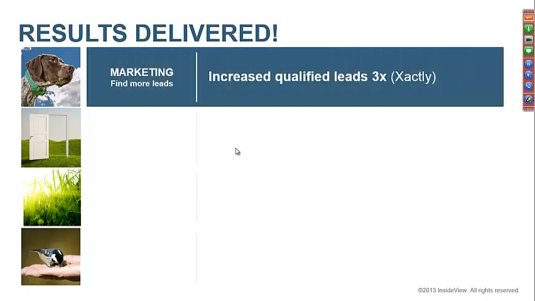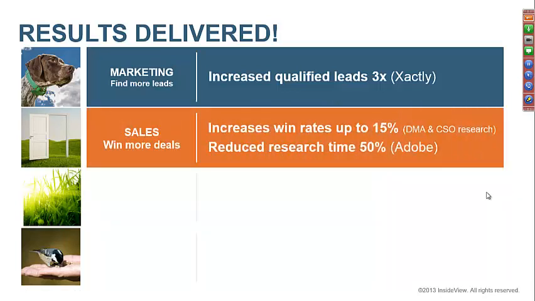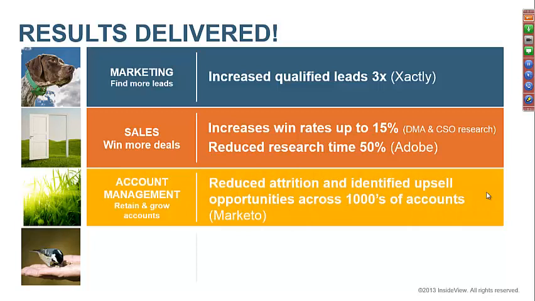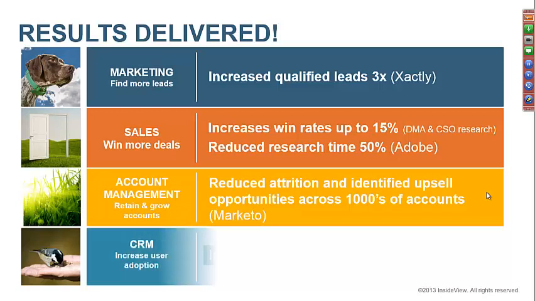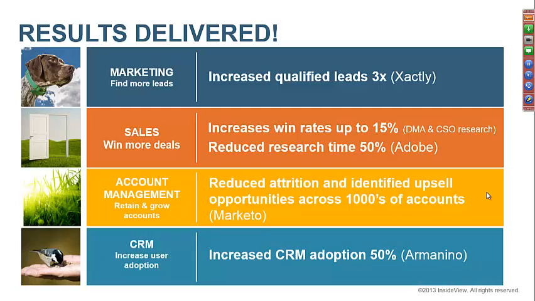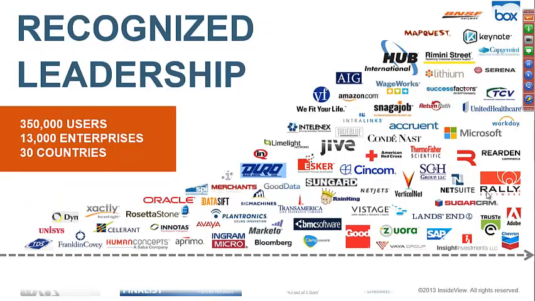So we're delivering results. Let's take a look at some real world examples here. In marketing, we helped increase qualified leads 3 times. In our sales product, you've now converted those leads into customers, or you're working on converting them into customers. We help you win more and reduce your research time. We've done that for Adobe. And then in account management for Marketo, we've helped them to reduce attrition and identify upsell opportunities across thousands of accounts, all inside CRM. Our Microsoft partner Armanino is an example of that, where we've increased their adoption by 50%.